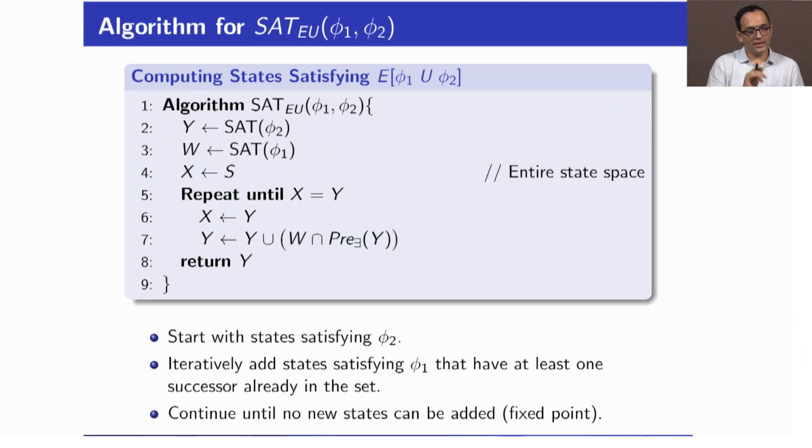Okay. The next is Sat of EU phi 1 phi 2. Effectively, this algorithm identifies the states where E phi 1 until phi 2 holds. So, how am I going to do it?